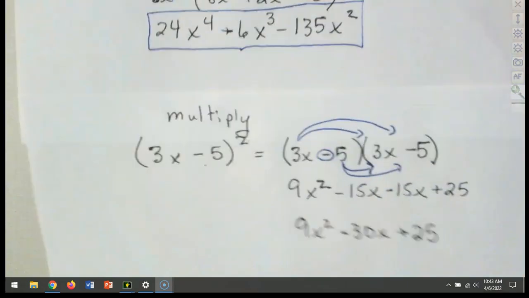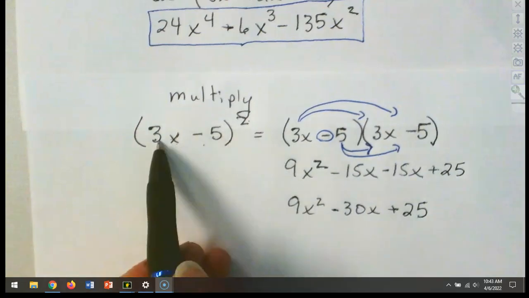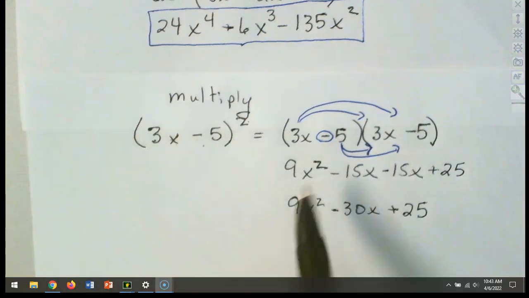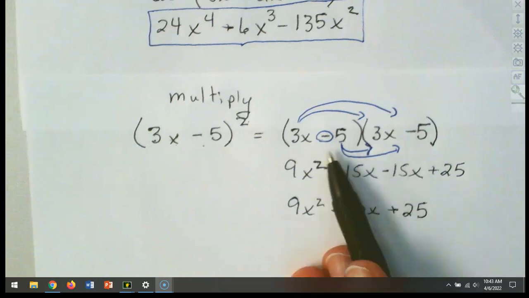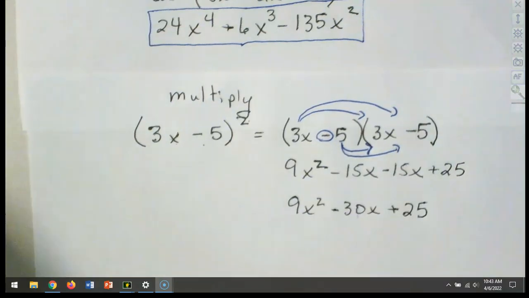See, if you just simply went and squared the first and squared the last, you would be missing this middle piece. So you need to make sure that you write it out and then FOIL after that.